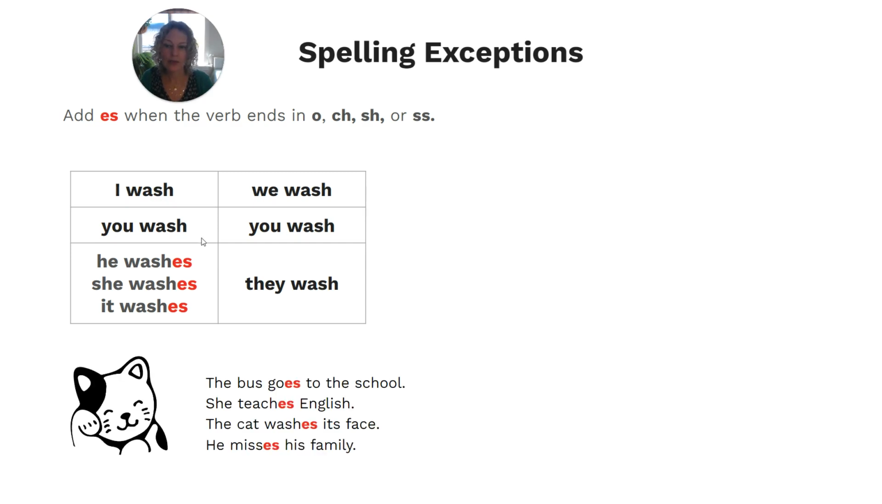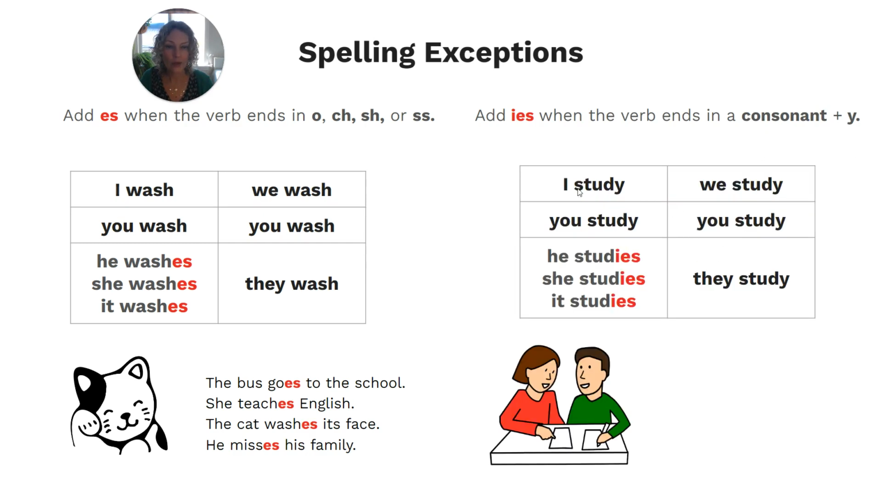Here's some more examples. The bus goes to the school. She teaches English. The cat washes its face. He misses his family. Here's another exception. You need to add IES when the verb ends in a consonant and a Y. So the verb study, you can see we've got the consonant D and then Y. And so when we get to third person, we need to add an IES. He studies, she studies, it studies.